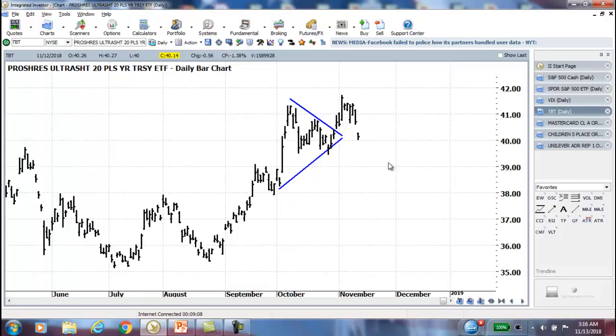So anyway, that's the two fundamental scenarios for which way we could break out. But the one thing that we do know for sure right now is this breakout move to the upside was never confirmed.